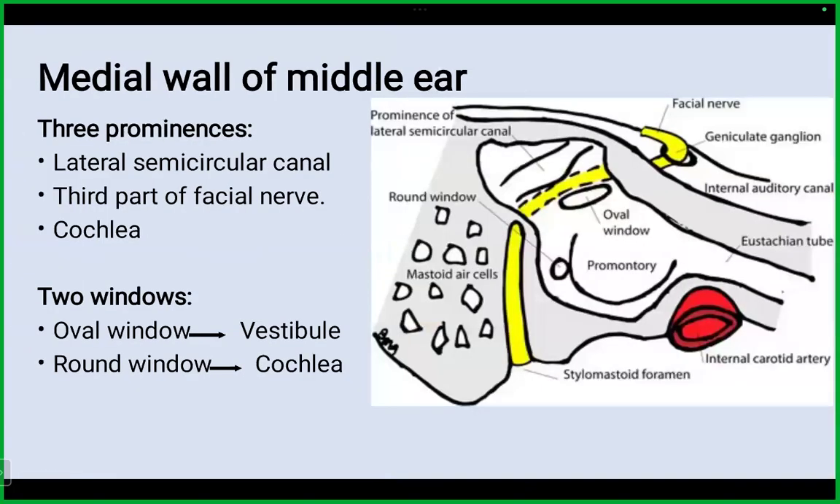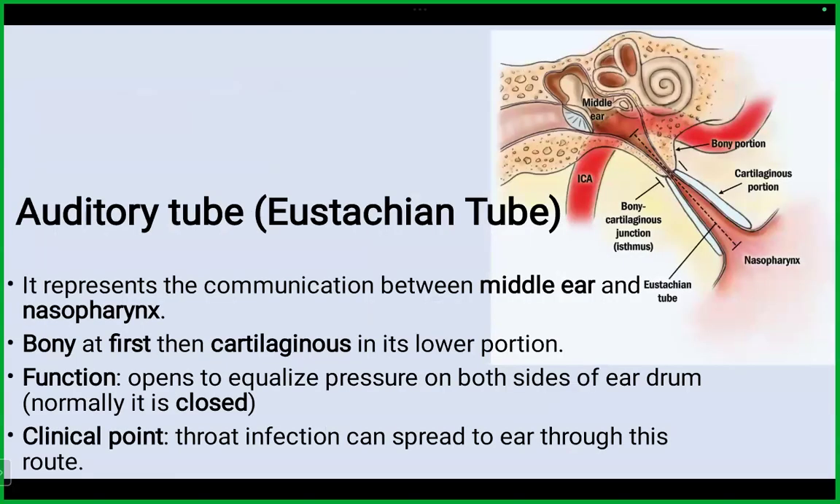The medial wall of the middle ear. There are three prominences: the lateral semicircular canal, the third part of the facial nerve, and the cochlea. It has two windows: the oval window, which leads to the vestibule, and the round window to the cochlea. Both are covered by a membrane, like the tympanic membrane, which transmits the sound vibrations.